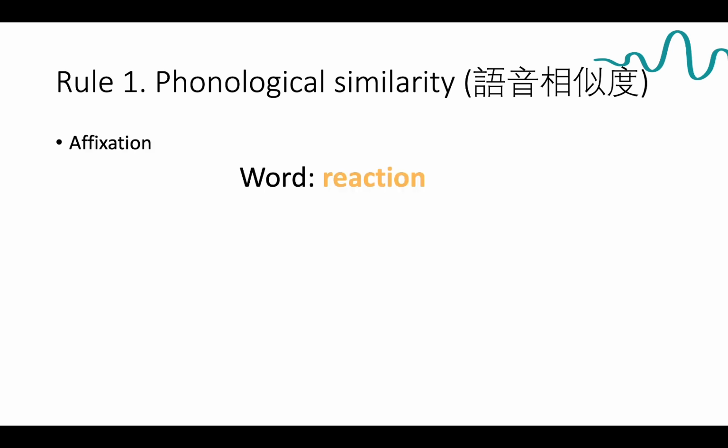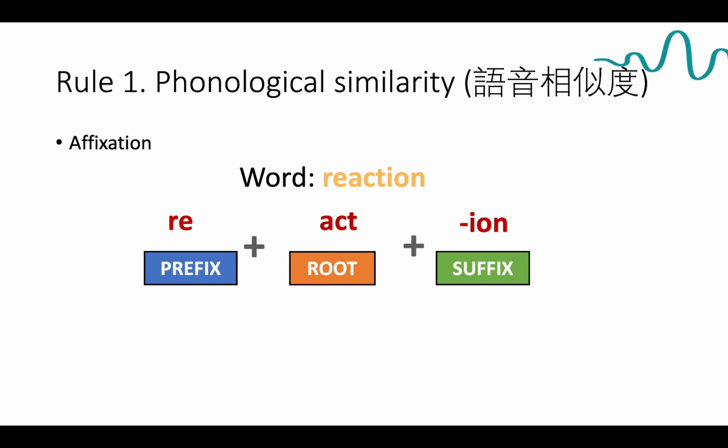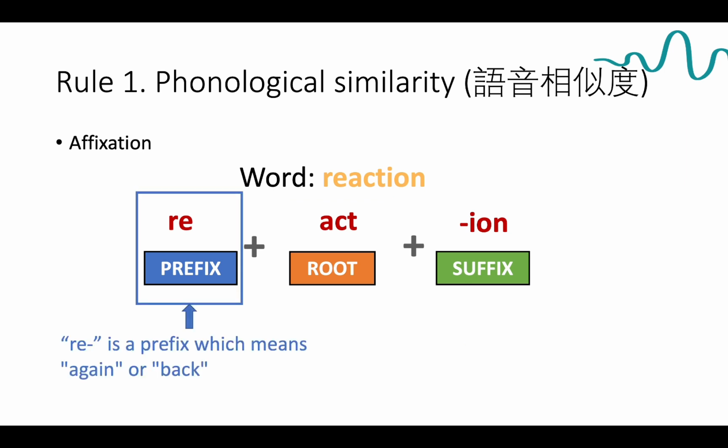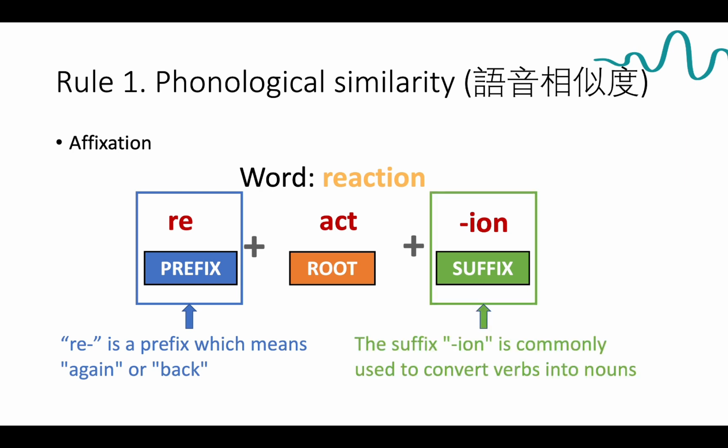Take the word reaction as an example. Act in the middle of the word is the root. It represents the core meaning of performing an action or doing something. Re at the beginning of the word is the prefix, meaning again or back. Ion at the end of the word is the suffix, commonly used to change verbs such as act into nouns.